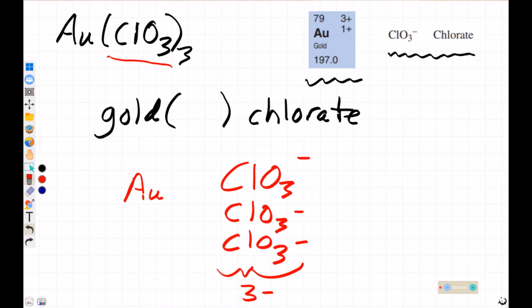As for the gold, the options are either a 3+ or a 1+, but the only way we can get it to balance out the 3 negatives on the other side is if gold itself has a 3 positive charge. Therefore, the Roman numeral has to be 3. And we're working with gold(III) chlorate.